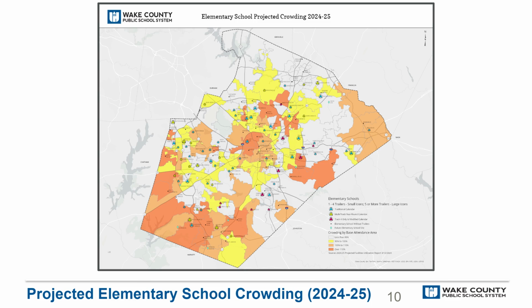This map displays the projected crowding by base attendance area for our elementary schools for the 2024-25 school year. This map also provides a good overview of the crowding we are projecting for the next school year. The schools that are represented by the dark orange color are projected to be over 110% crowded. The lighter orange schools are projected to be between 100 and 110% crowded. The yellow areas represent schools projected to be between 90 and 100% crowded, and the areas in light gray, or the background color of the map, are projected to be less than 90% crowded.